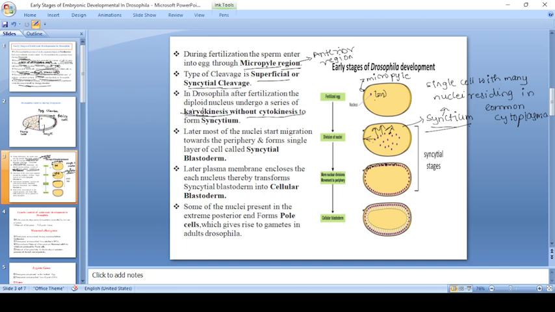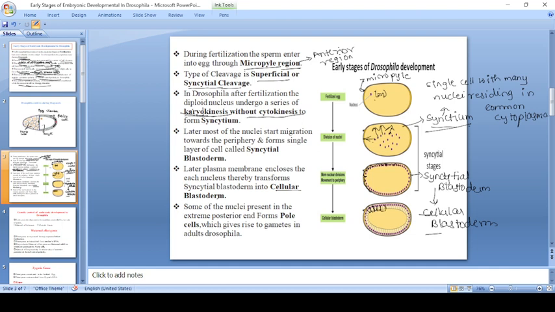Now, later, plasma membrane encloses each nucleus, thereby transforming the syncytial blastoderm into the cellular blastoderm. How does it get converted? In the syncytial blastoderm, the nuclei present in the peripheral region are not completely covered by the plasma membrane, but only partially covered. Later, each of these nuclei in the peripheral region is completely covered by the plasma membrane. This structure is called the cellular blastoderm.